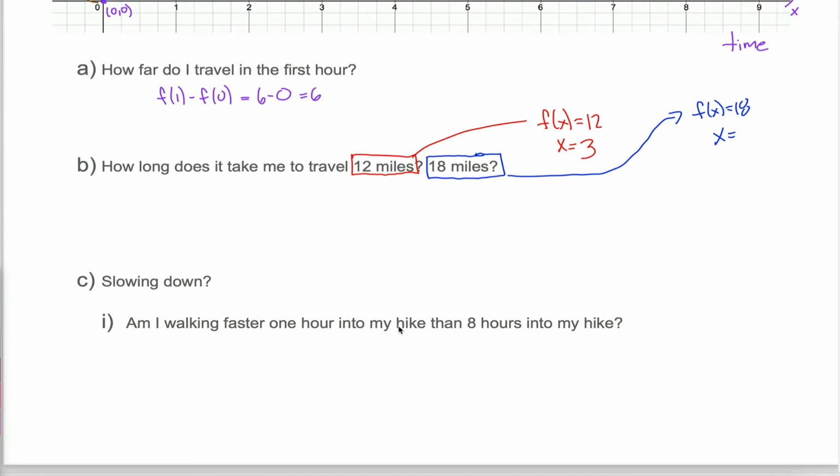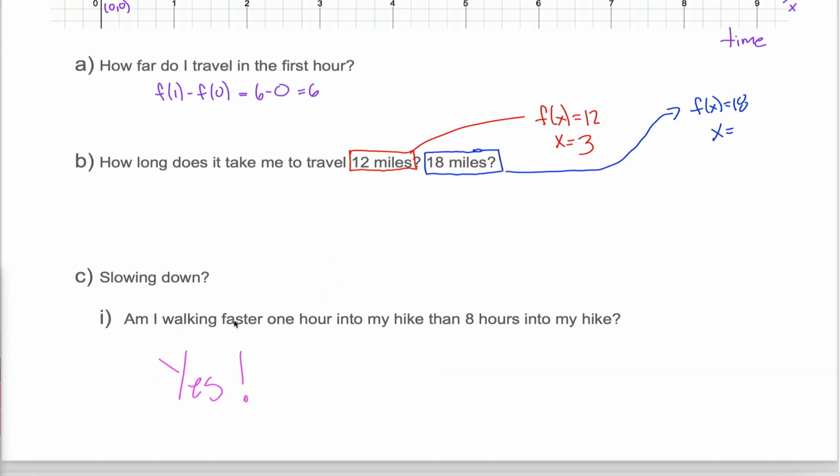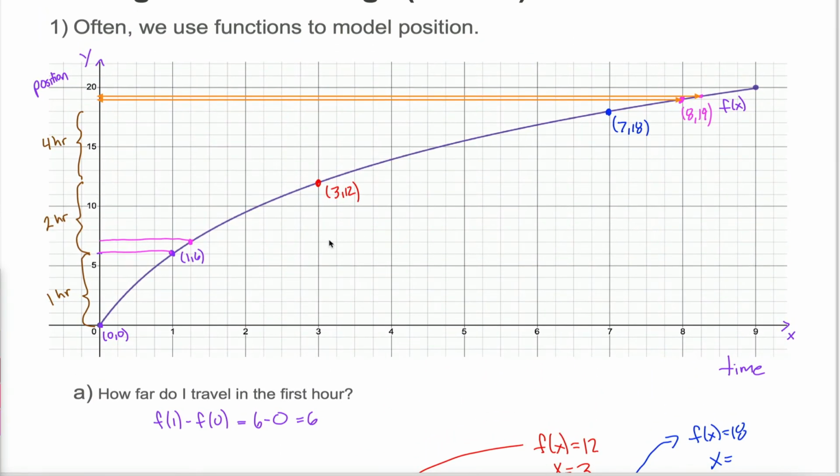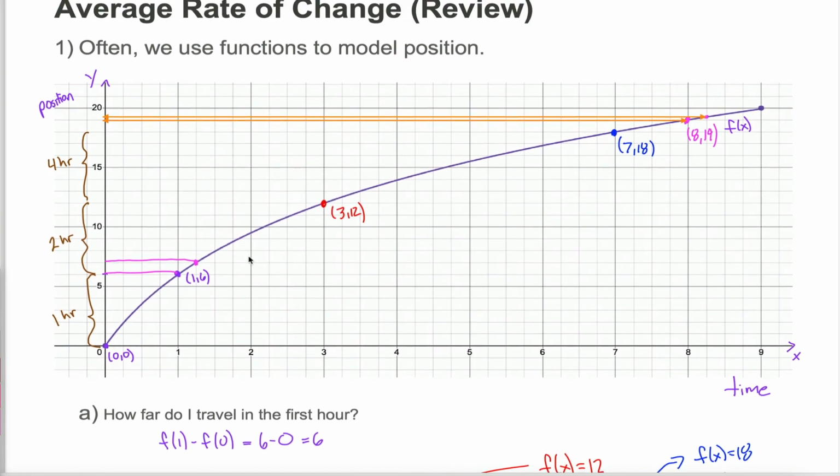So to answer this question and end this video, am I walking faster 1 hour into my hike than I am 8 hours into my hike? Absolutely. We certainly are. Unfortunately, we don't really know how to prove that we are just yet. But I can tell you, as someone who's taught calculus many, many times, that we'll be able to prove that fact soon. And really what it comes down to is the observation that, loosely speaking, the curve is steeper over here at 1 than it is over here at 8.